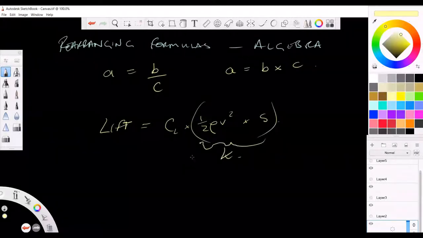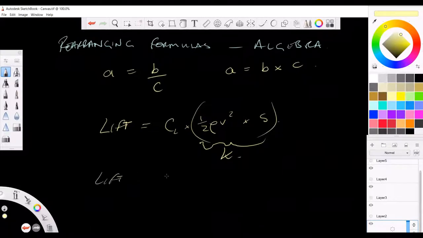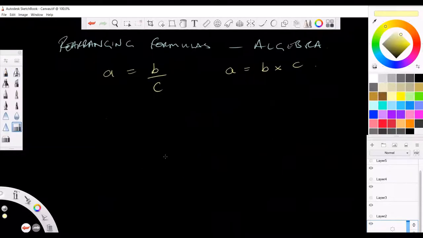And in fact, that's how you will use the lift equation. So that would allow you to change things around as lift equals CL times some constant. And so you can then see how the lift and the CL compare, how you change one of them and how the other is going to change. Okay. So that's the example. So how do we rearrange it?